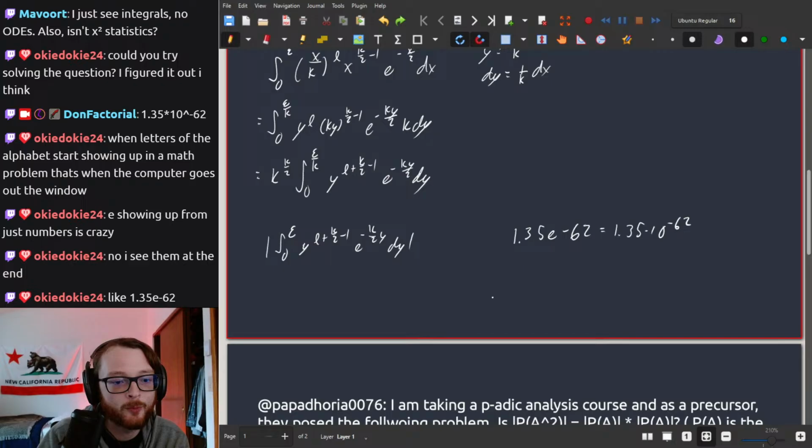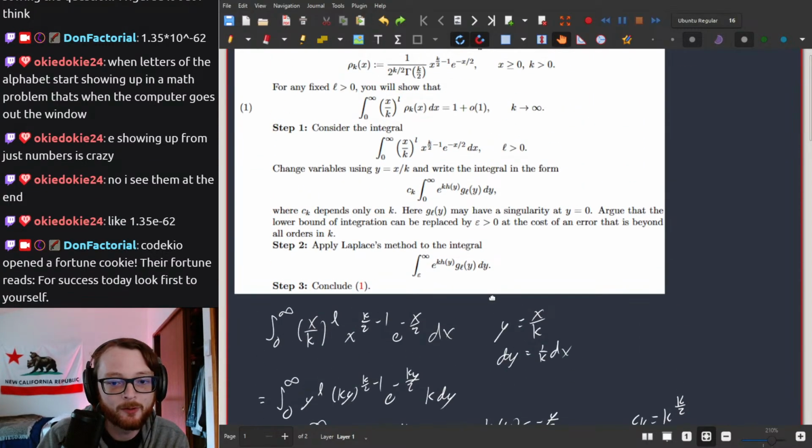I don't get this problem. If K is going to infinity, I don't get why we need to worry about a singularity.